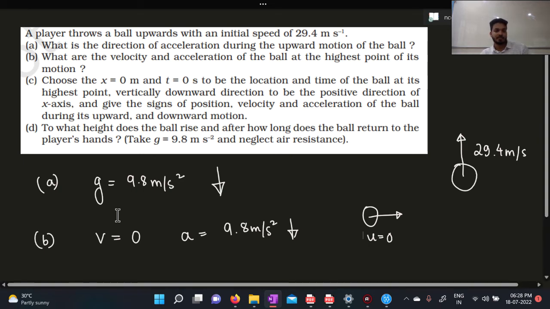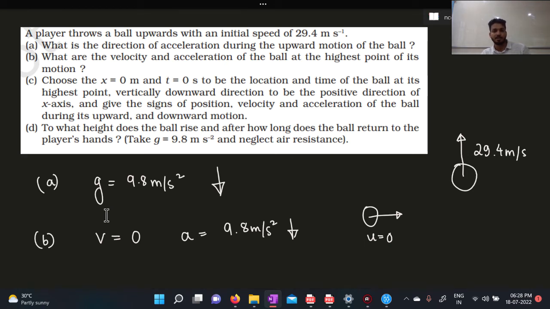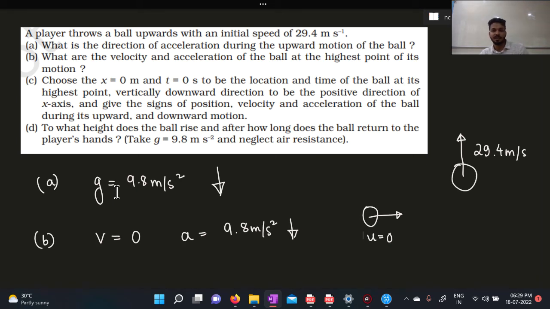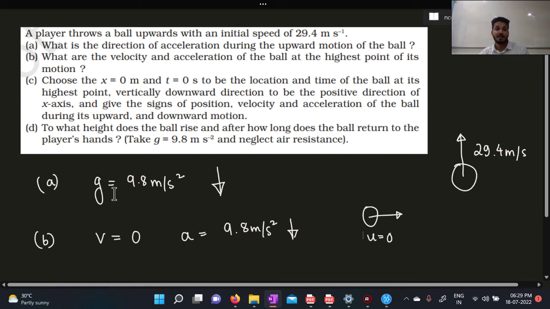Okay, let's do the third question. The third question says, choose x equal to 0 and t equal to 0 to be the location and the time of the ball at its highest point. Take the vertically downward direction to be the positive direction of the x-axis, and give signs of position, velocity and acceleration of the ball during its upward and downward motion. So here they are asking us to follow a certain convention.